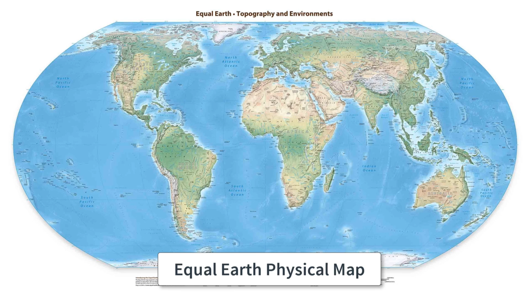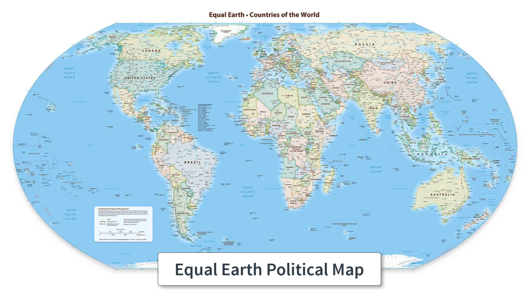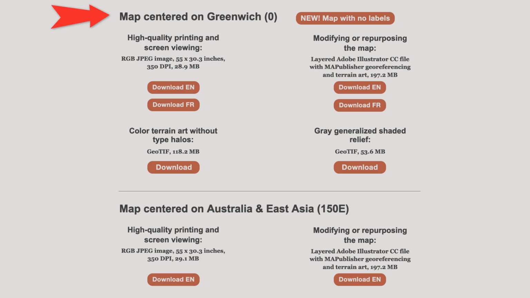Equal Earth Political and Physical Maps. These excellent maps use the Equal Earth projection, which is a good choice for world maps. One great feature is that they are available with several reference meridians to show different world perspectives. The physical map also offers a GeoTIFF download, which makes it simple to add custom data layers using the procedure I'll explain later in this video.